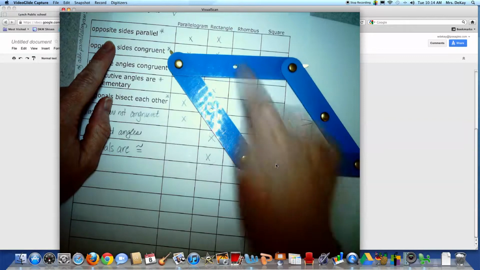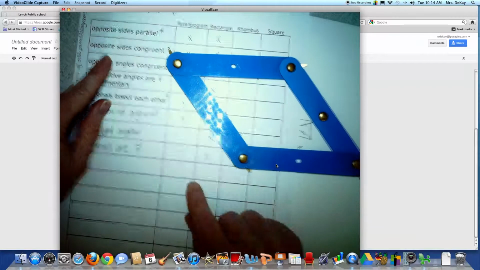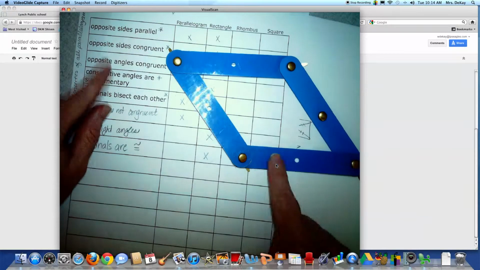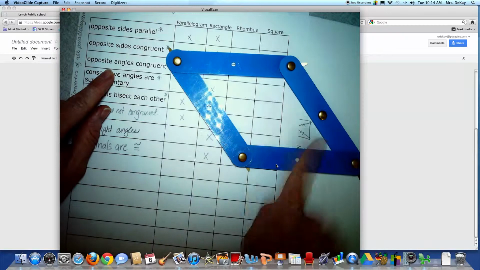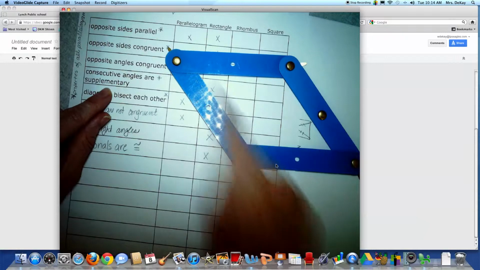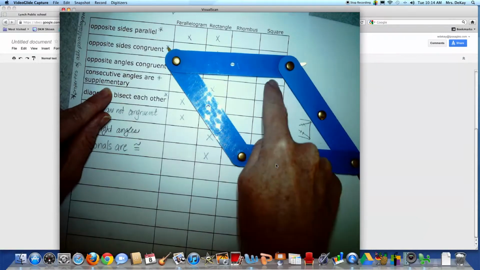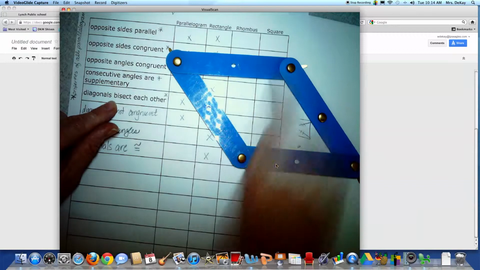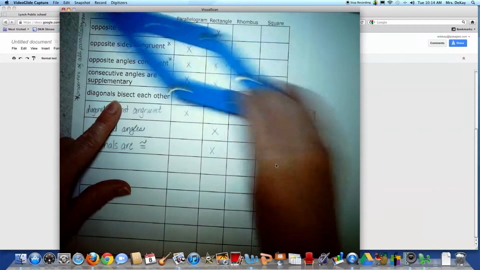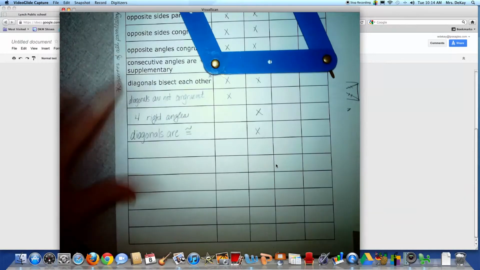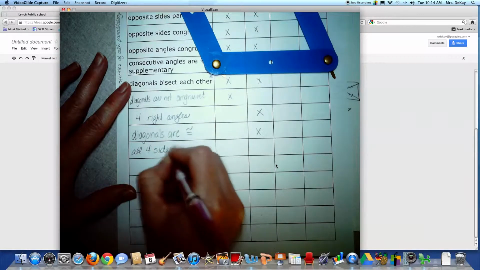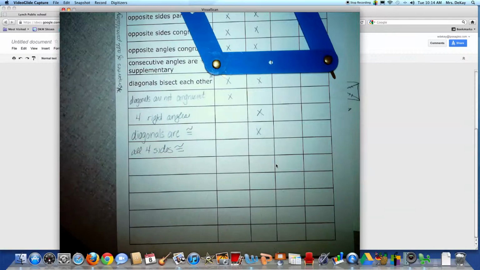My opposite sides are still parallel to each other. My opposite sides are congruent. This is congruent to this, and this is congruent to this. My opposite angles are congruent. Still the same. These are still supplementary. These still equal 180, and these 2 would equal 180, etc. And my diagonals still bisect each other. But I've added an extra quality to it and said that all 4 sides are equal. So that's the next quality I'm going to add here, is that all four sides are congruent.